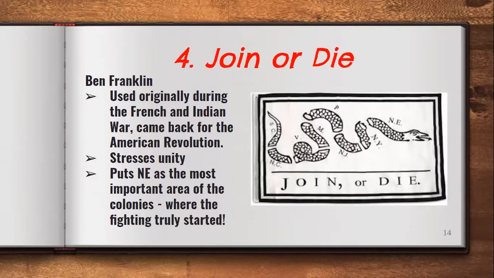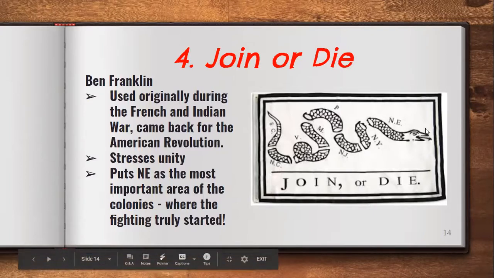Now notice that Ben Franklin puts the New England, NE, the New England colonies, as the head of the snake, because that's kind of the most important area, because that's where the rebelling is starting. The Boston Tea Party, the Boston Massacre, a lot of those first battles, Lexington and Concord, those were done in the New England area. So he's stressing unity, but showing that New England is sort of taking the lead by being the snake's head. And so he's sort of showing that we need to sort of follow behind.